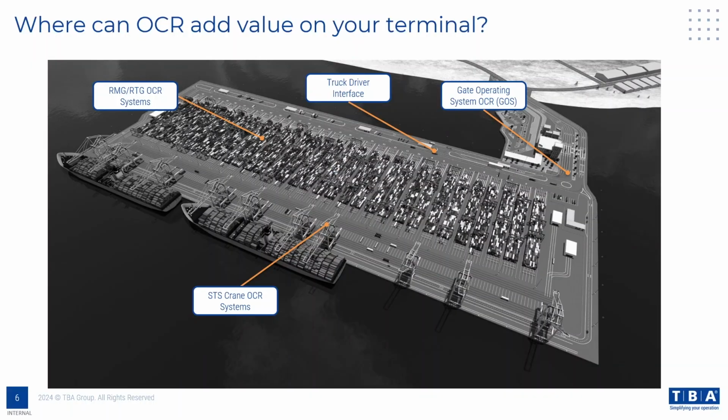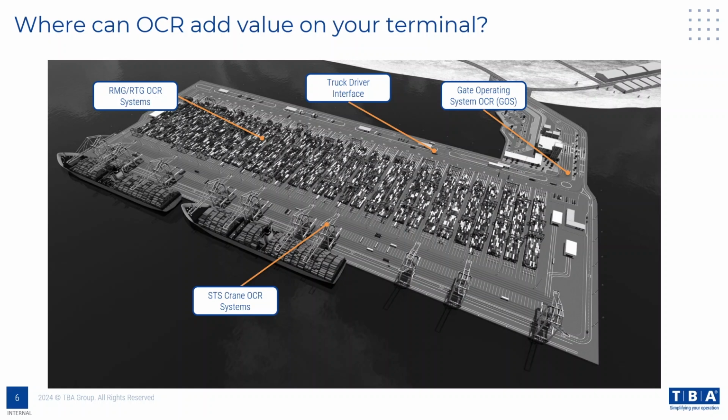The image you see here is a simulation of an automated container terminal, where of course there's extensive use of OCR systems. For a manual terminal, the gate is an obvious place where we see a lot of OCR, and very clear how that can help a terminal. The crane in the bottom there, so your crane OCR systems becoming more and more prominent, and also other types of CHEs, so RMGs, RTGs, all possible.